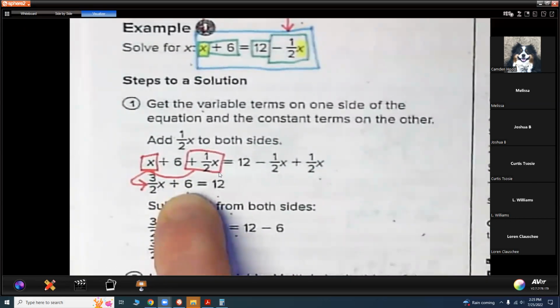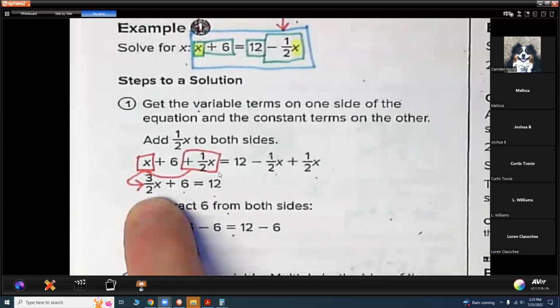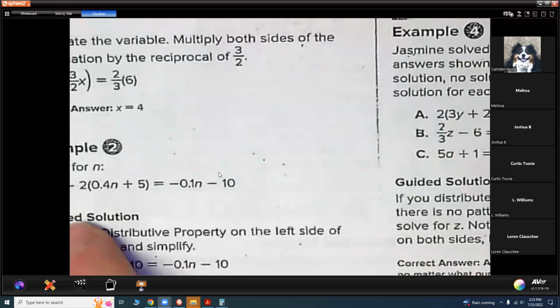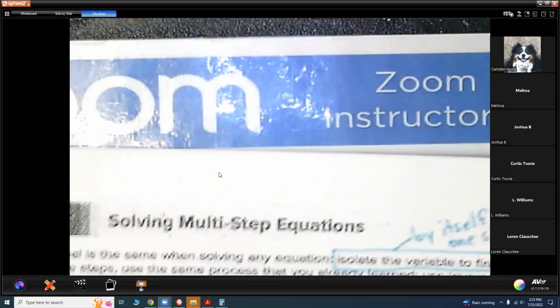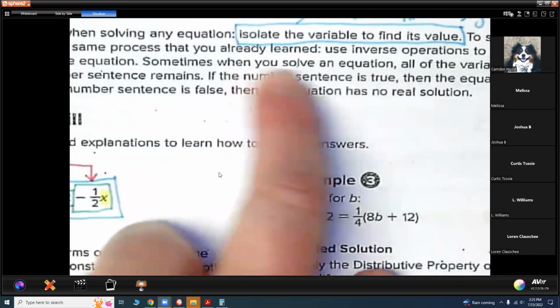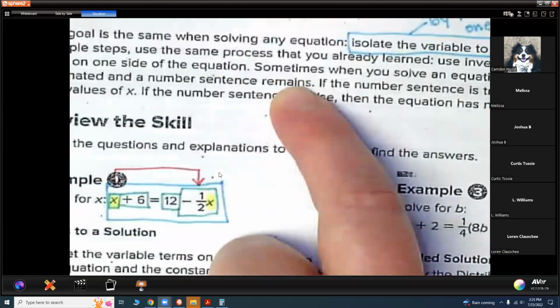So like I said, we're just adding this extra first step. Once you've got all of your variables on one side of the equation, then you're just solving like normal, okay? So example 2 is what we see down here. Oh, sorry guys. It says sometimes all of the variables are eliminated. So let's look at that.